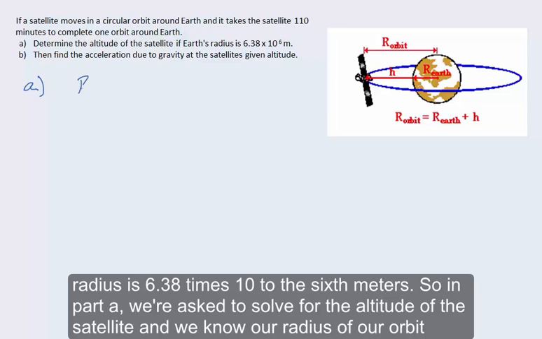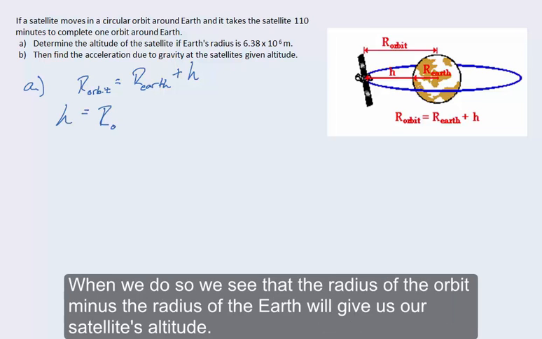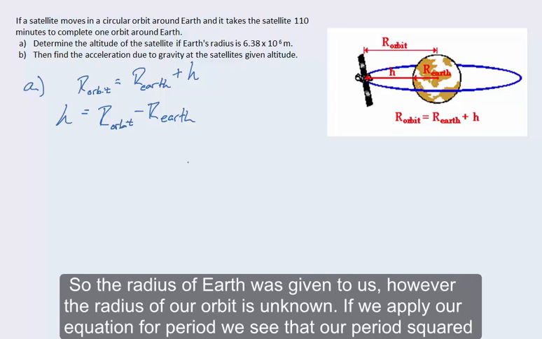We know the radius of our orbit is equal to the radius of Earth plus our height above Earth, or our altitude. So we can rearrange this equation to get our altitude by itself. When we do so, we see that the radius of the orbit minus the radius of the Earth will give us our satellite's altitude. The radius of Earth was given to us. However, the radius of our orbit is unknown.